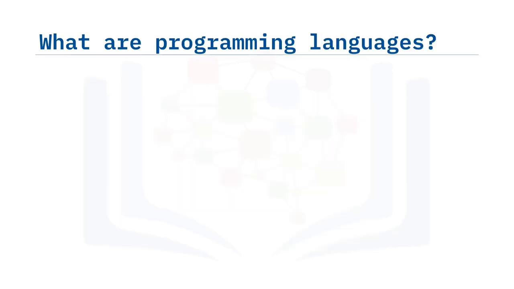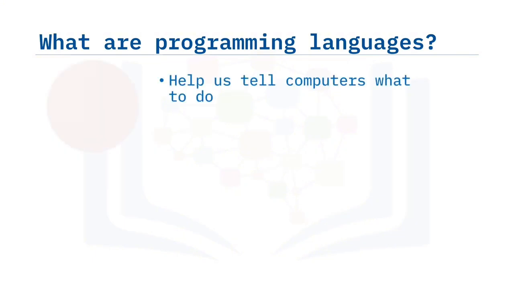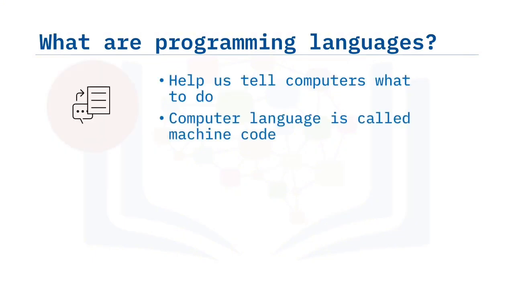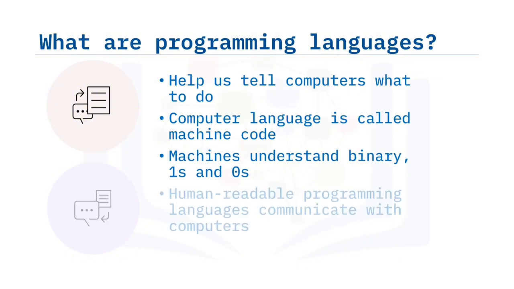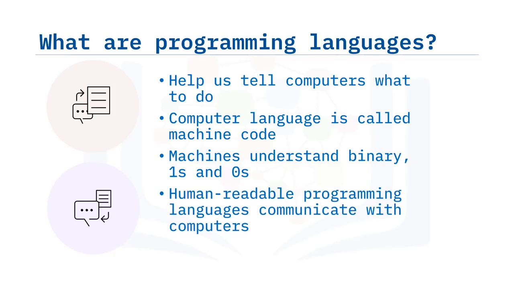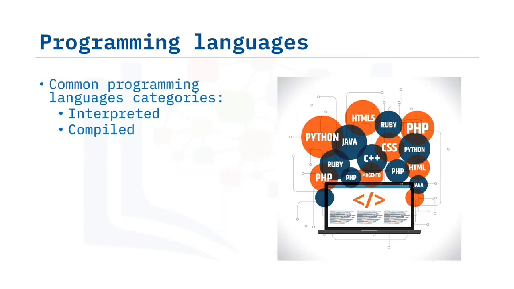What are programming languages? Programming languages help us tell computers what to do. Computers don't use human language, they use their own language called machine code. Machines understand binary code, that is, ones and zeros, so to make communicating with computers easier, we have human-readable programming languages. Two common categories for programming languages are interpreted and compiled.